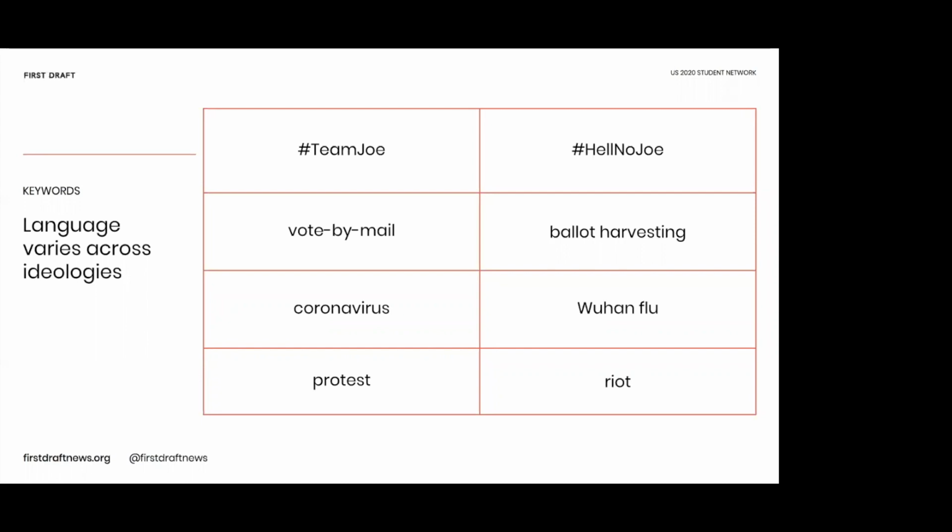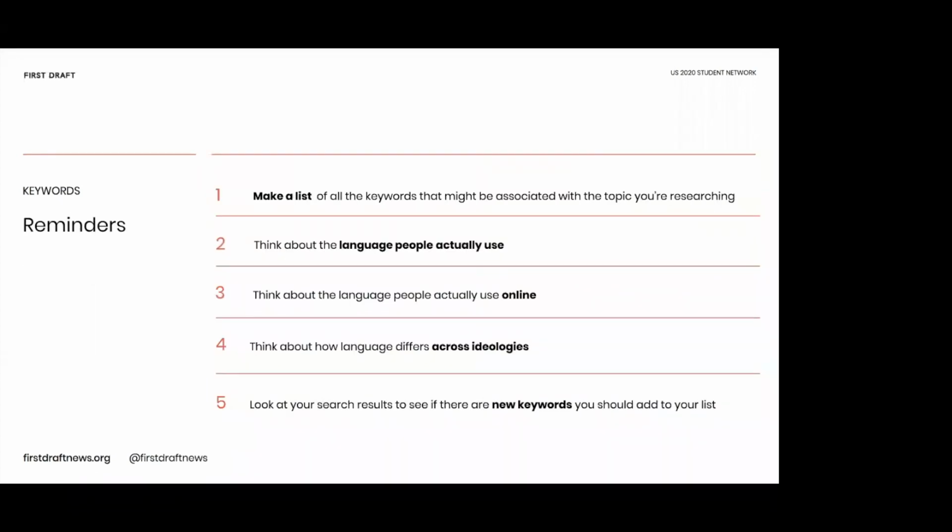It's the same thing with issues like Second Amendment rights, gun supporters. One of the ways people refer to Second Amendment rights and gun rights online is 2A. You might not have thought of that because it's not how people talk in real life, but it is how people talk online, and they will hashtag 2A or just use it as a shorthand. So that's why it's good to brainstorm these things.